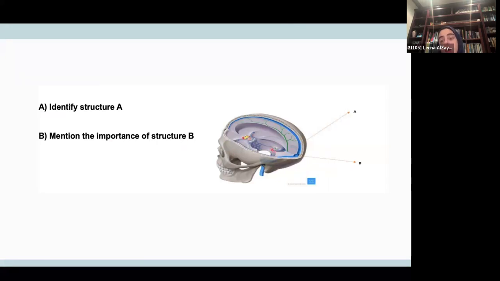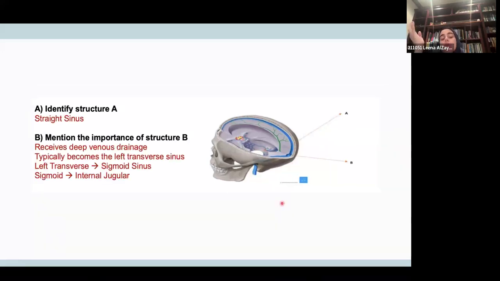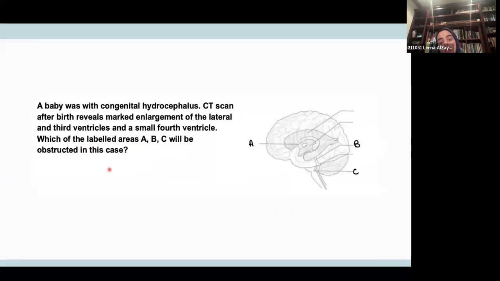Identify A. A is the straight sinus, and B is the confluence of sinuses, and what's important is that it helps collect all the blood and drain it to one place, to the transverse sinus, and then sigmoid sinus, and then internal jugular, right? And then this is again a baby with congenital hydrocephalus, enlarged lateral and third ventricle and small fourth ventricle. Which labeled area will probably be most obstructed? Most likely, it's probably B, which is the cerebral aqueduct.